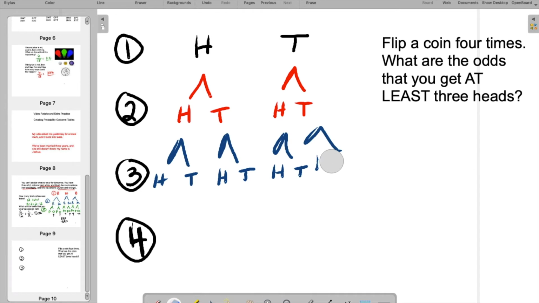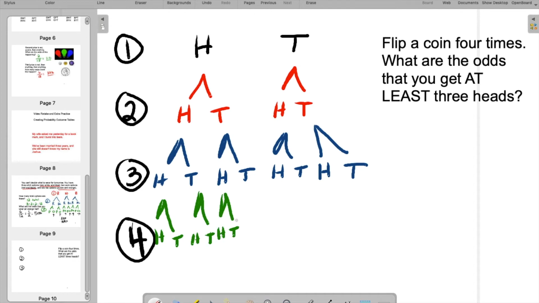So this is where outcome trees get very messy, and it's why outcome tables can sometimes be more beneficial, because the last step here is going to look real ugly. So we have heads and then tails again, heads and then tails, heads and then tails, heads and then tails, heads and then tails, heads and then tails, heads and then tails.